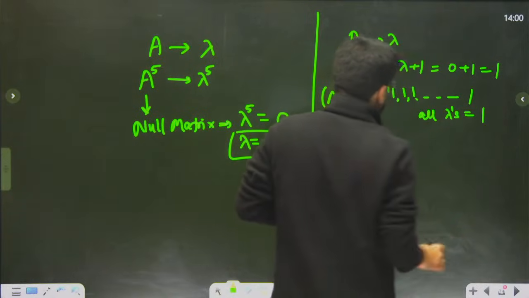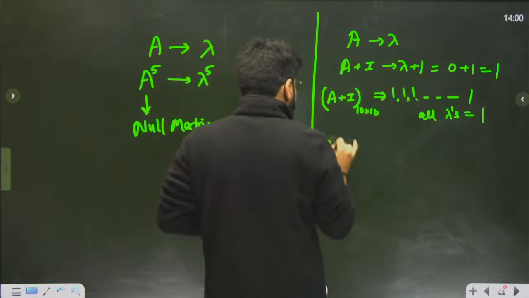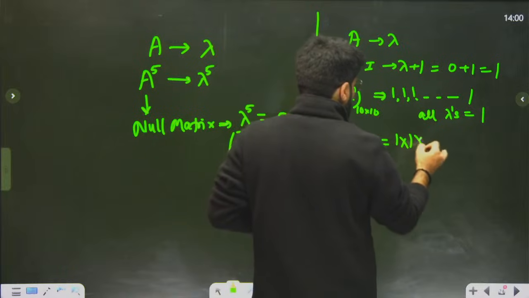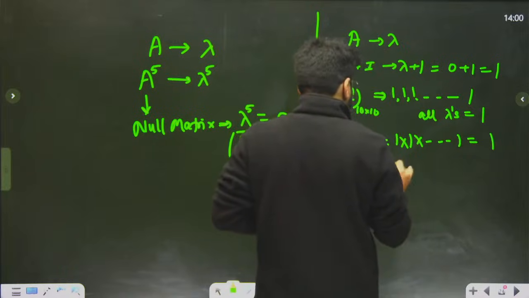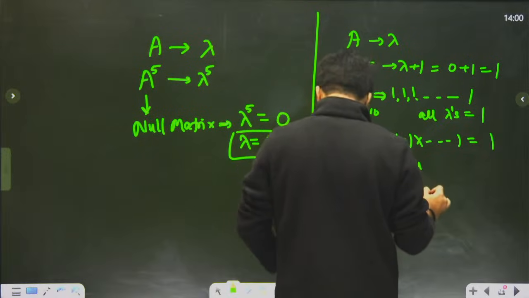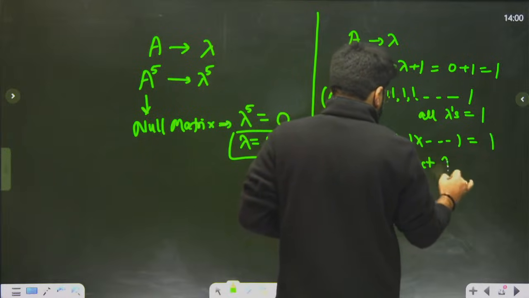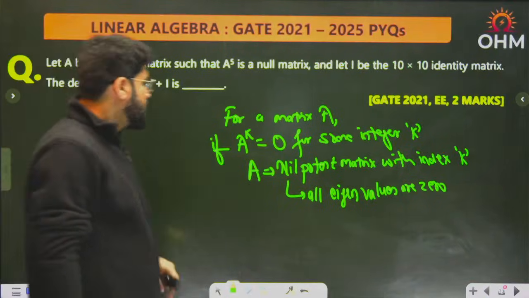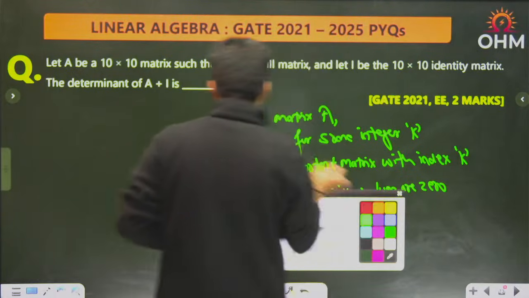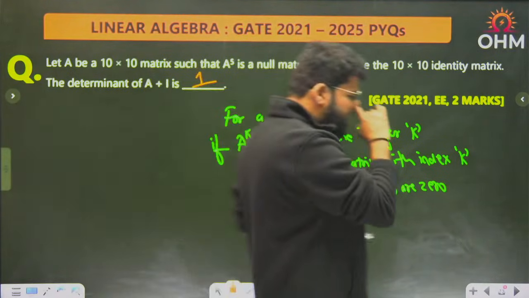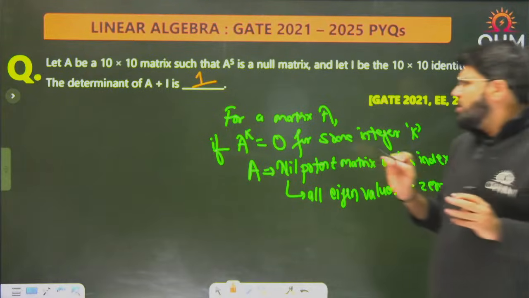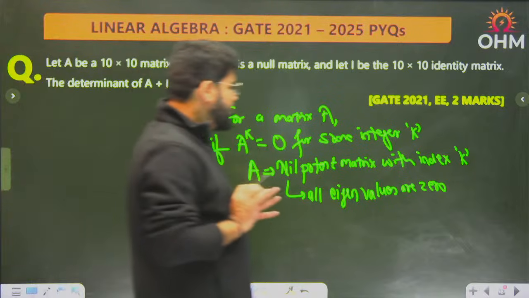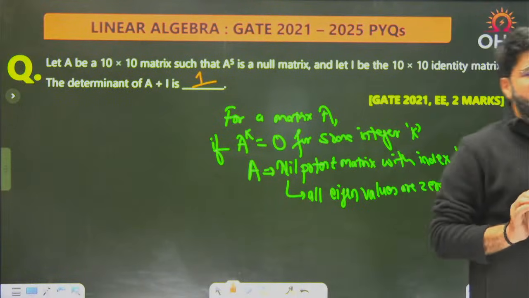All lambdas are 1. So the question is the determinant of this matrix, and again use the point: determinant of a matrix is the product of lambdas, 1 into 1 into 1, any number of times. What I have just used is that the determinant of the matrix is nothing but the product of lambdas. Answer is 1. So, not only A power 5, any A power k equal to 0 makes the matrix nilpotent, and all eigenvalues of a nilpotent matrix as well as a null matrix are 0.